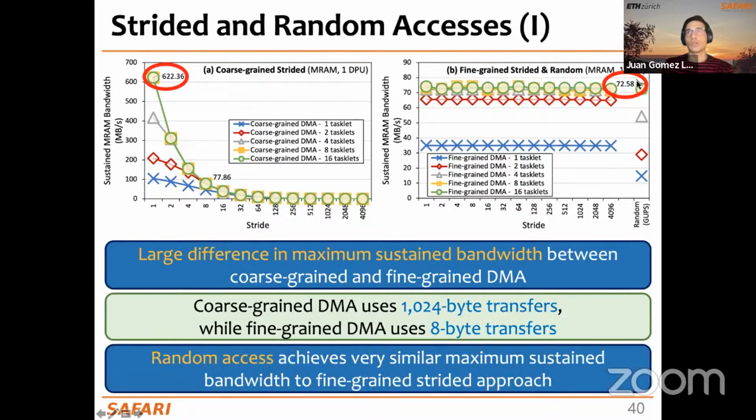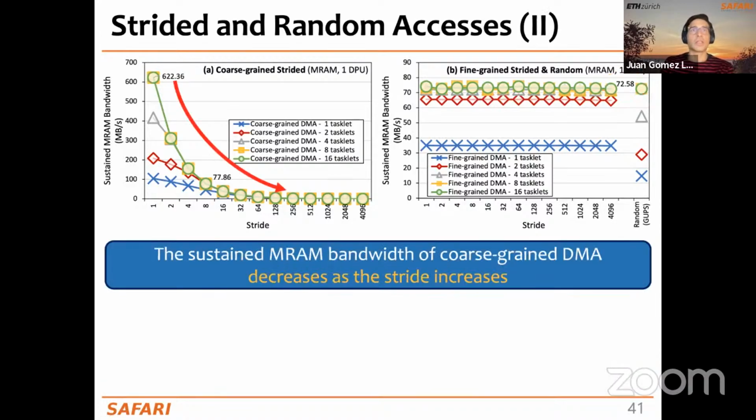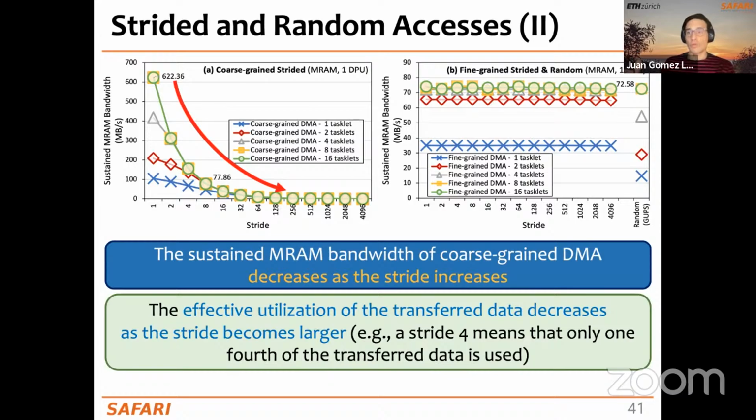And in random access, as you see, we achieve very similar maximum sustained bandwidth because we are using the same type of transfers. Another observation is that the sustained MRAM bandwidth of the coarse-grained DMA accesses decreases as the stride increases. The reason is that in reality, we are bringing a whole chunk, but we are not using all the elements that we are bringing when we increase the stride. For a stride of 2, we could be only using half of the elements that we moved from MRAM to WRAM. A stride of 4 means that we are only using 1/4 of the transferred data.